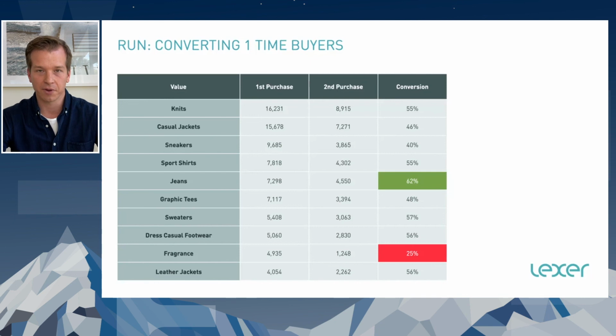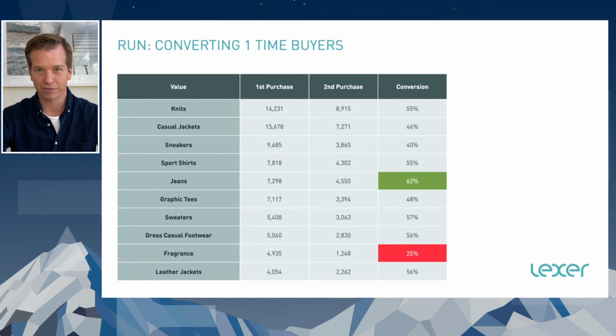So if you look down the bottom there at fragrance, of the customers that buy fragrance first from this brand, only 25% of them go on to place a second order, which is very low. Whereas when we look at denim or jeans, you can see that of the customers that buy their jeans, 62% go on to place a second order.